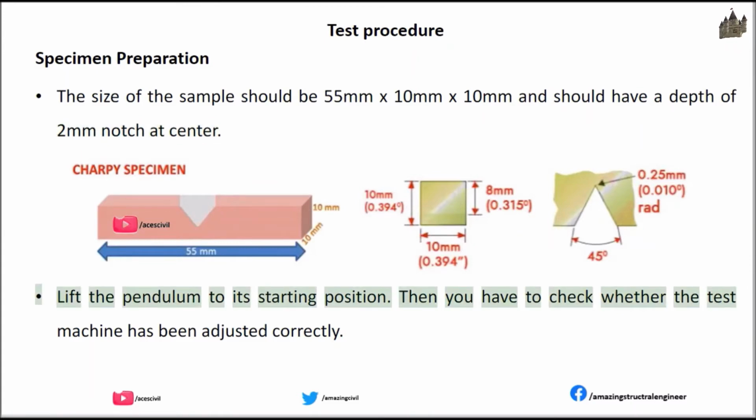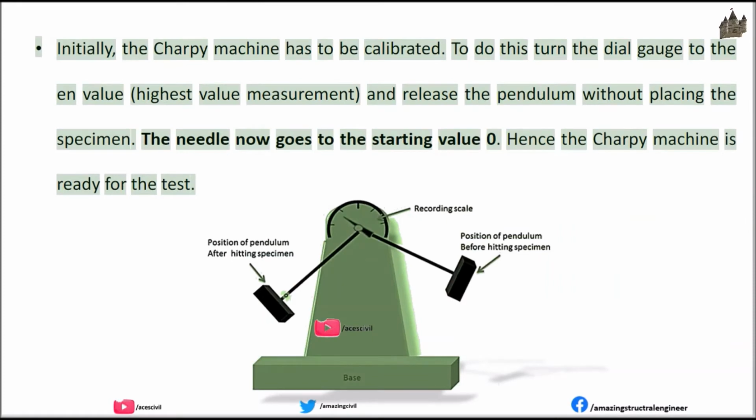Lift the pendulum to its starting position. Then you have to check whether the test machine has been adjusted correctly. Initially, the Charpy machine has to be calibrated. To do this, turn the dial gauge to the N value, the highest measurement value, and release the pendulum without placing the specimen. The needle now goes to the starting value 0. Hence the Charpy machine is ready for the test.